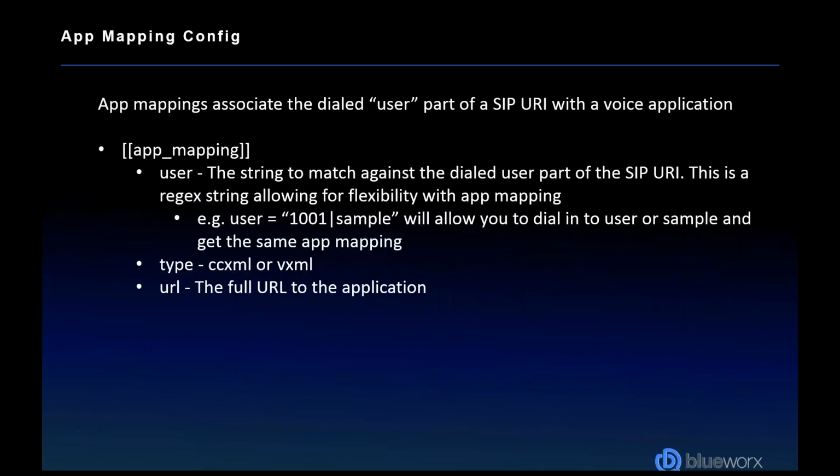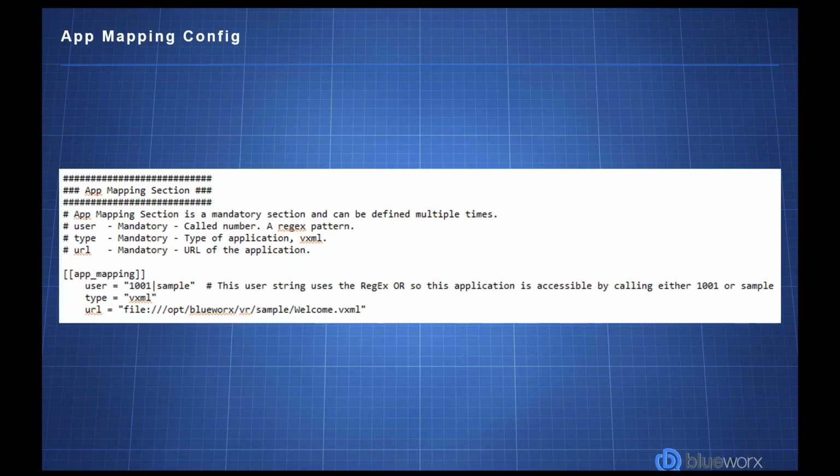So in the sample application, we've supplied 1001 or sample because some SIP phones don't let you use text. And you also might just want to have multiple routes to it. The type of application, so that's pretty simple, that's CCXML or VoiceXML, and the URL, which is the fully qualified URL to the application. So that's just what it looks like in the sample config file.